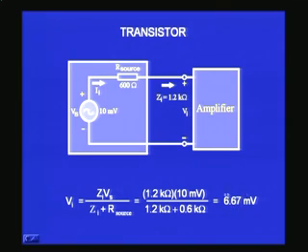That means you can see, even though you apply 10 millivolt, only 6.67 millivolt is applied across the amplifier because of the existence of the source resistance, which is a very high value in relation to the input resistance of 1.2 kilo ohm. It is actually half of the input resistance. And therefore, even though you apply 10 millivolt, only 6.67 millivolts is applied across the amplifier.